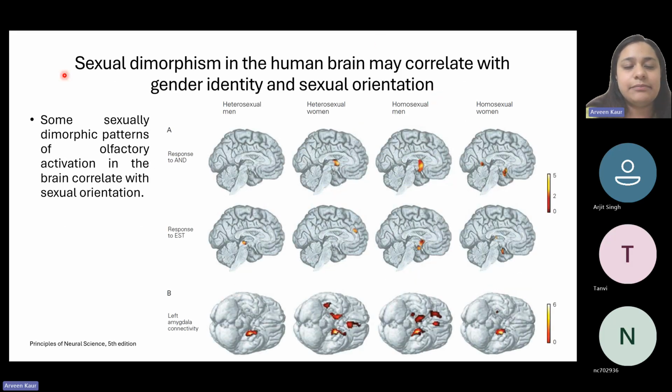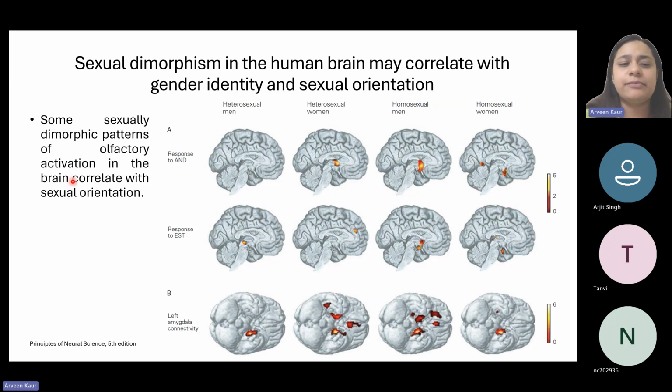Over here is another example of this kind of sexual dimorphism that is seen in the human brain, and how it may correlate with gender identity and sexual orientation, right? For instance, we are now getting educated more and more that it is not necessary that the human body is as simple as either male or female. There are some variations that occur in nature, due to which there could be homosexual men or homosexual women, right?